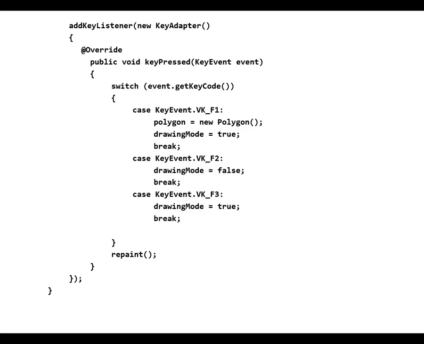Returning to the key event handler, pressing function key 1 creates a polygon and resets the program to drawing mode. Function key 2 changes the program to non-drawing mode, which allows points to be identified as either inside or outside the polygon. Function key 3 changes the program back to drawing mode. After every key is processed, the panel is repainted.